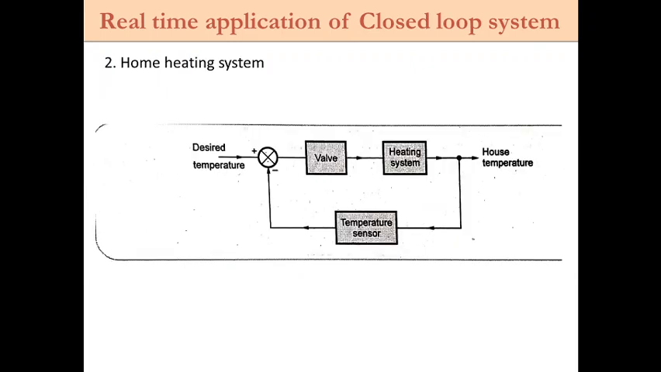Then the next one is the home heating system. So in this system, the heating system is operated by a valve. So here it is operated by a valve. The actual temperature is sensed by this temperature sensor and compared with the desired temperature. So the difference between the two actuates the valve mechanism to change the temperature as per the requirement.